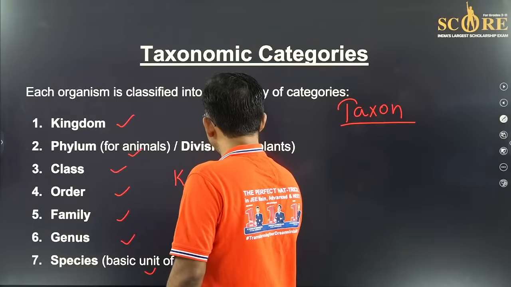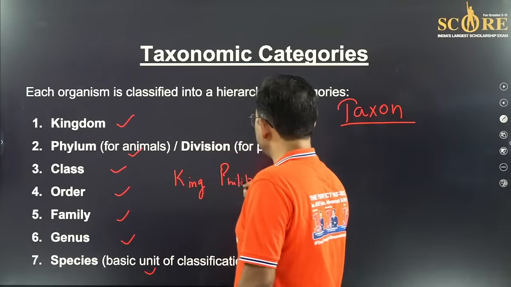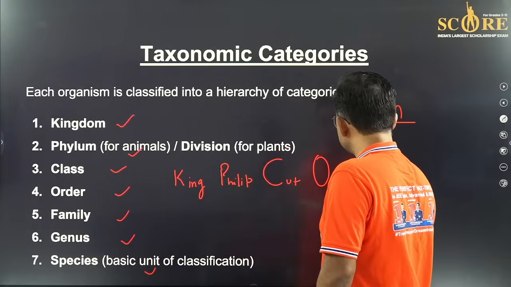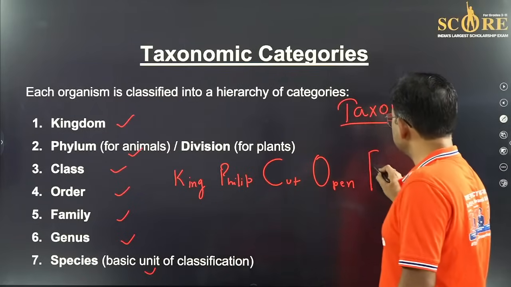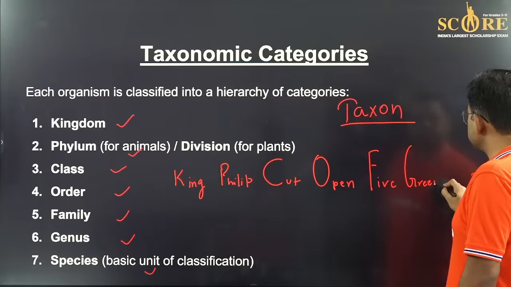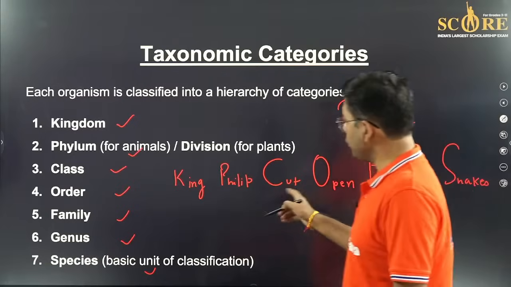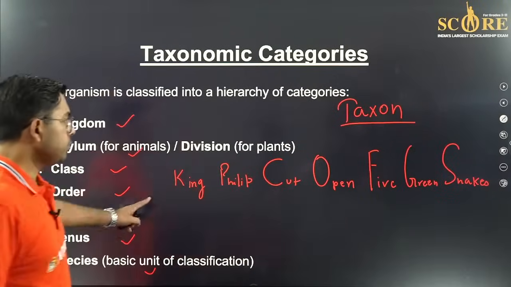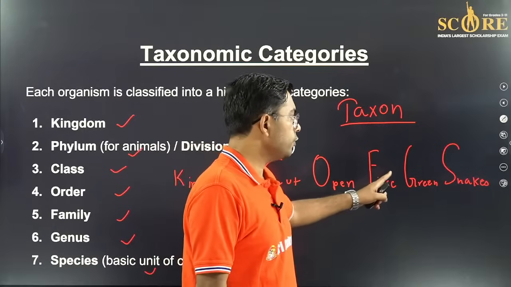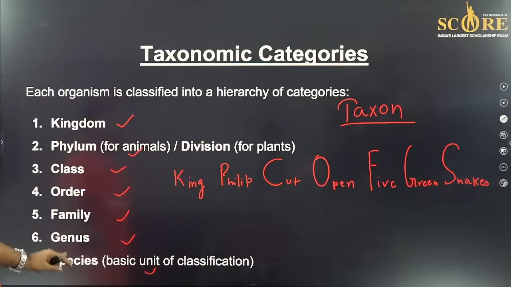King Philip cut open five green snakes. Right? So here you can easily remember kingdom, phylum, class, then order, family, genus, species. So this correct order you have to remember.